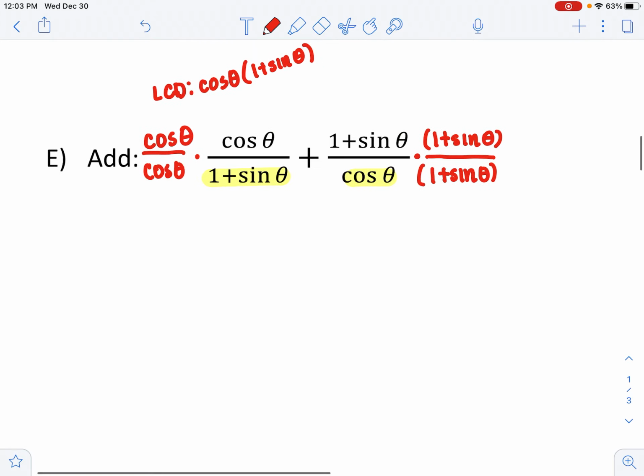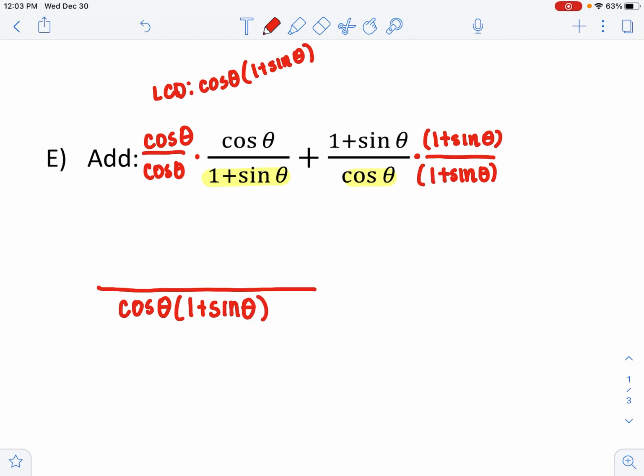Okay, so now I'm going to get 1 fraction from this. So I just like to make my 1 fraction right away. I like to write my common denominator, cosine of theta times 1 plus sine of theta, and then I'm going to write down everything that I have in my numerator. That's just my personal preference. So I'm going to multiply these two. Cosine times cosine is cosine squared of theta. Right? Then I have this plus sign right here, so I put the plus sign.